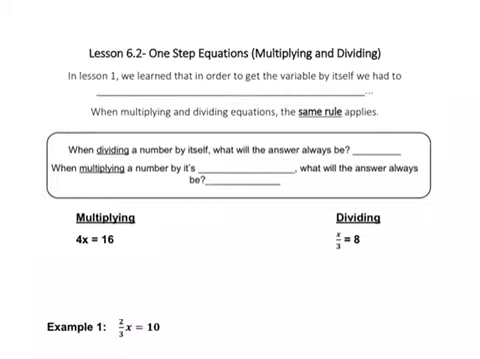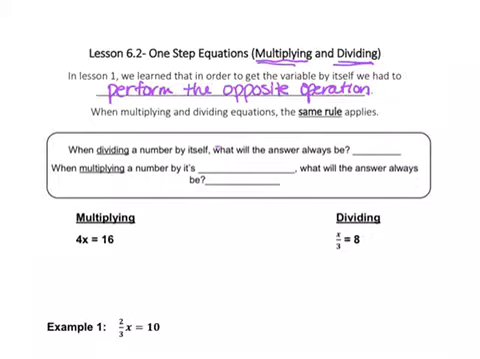It says in lesson 1 we learned that in order to get the variable by itself, we had to perform the opposite operation. Meaning that if the number we wanted to get rid of was positive, we would use a negative to get rid of it, and vice versa. So if it was a negative, we'd use a positive to get rid of it. So when multiplying and dividing equations, the same rule applies. Meaning, if it's a multiplication equation, you use division to solve it, and if it's a division, you use multiplication.